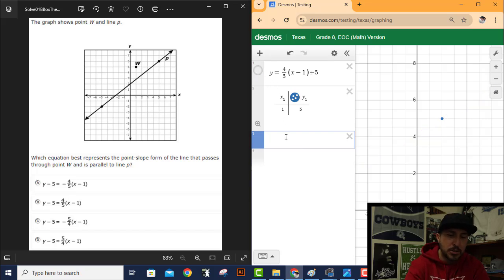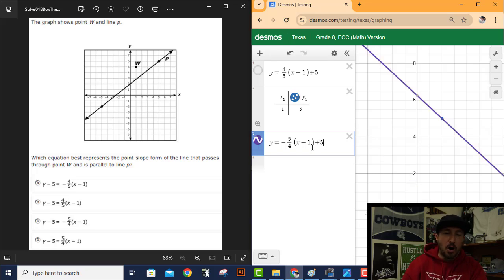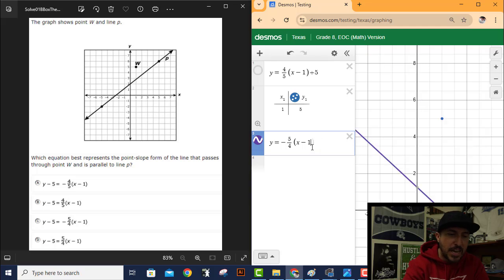Now let me type in the third choice. Y equals. Well, type in all that side over there that's just waiting for you. Negative 5 over 4, parentheses, x minus 1. Okay, cool. Then I put a plus 5. That's not, oh, he hits the point, but he's clearly going a different direction. It is not choice C.